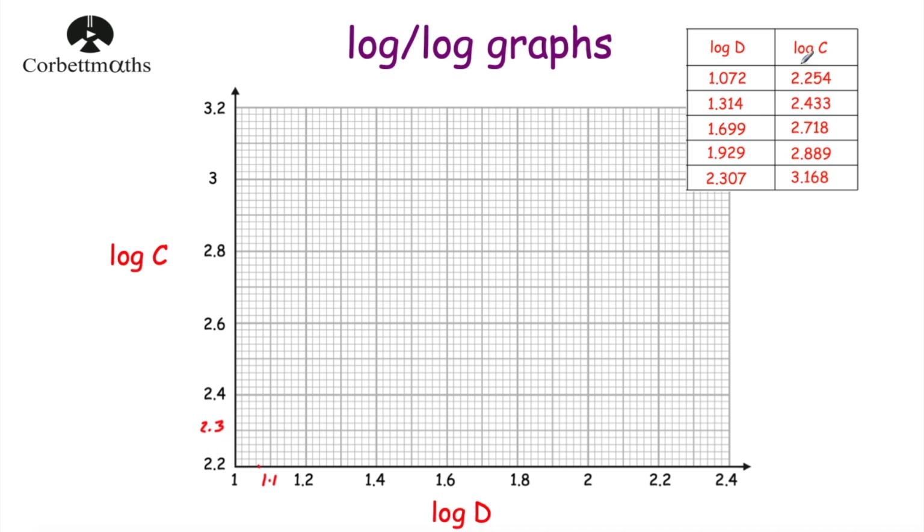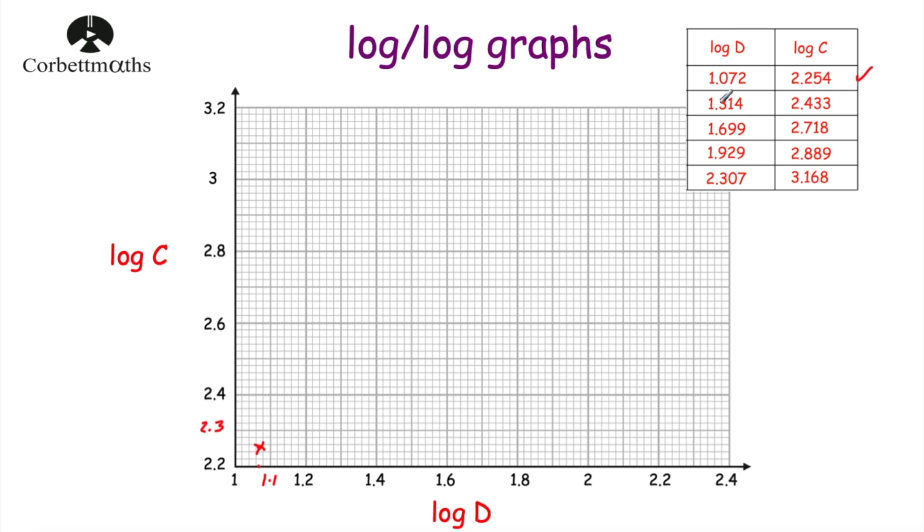So we want to go up to 2.254, so roughly 2.25. 2.22 would be there, 2.24 would be there, and 2.25 would be in the middle of 2.24 and 2.26, so it's going to be roughly there. So that's going to be where our first point will be.